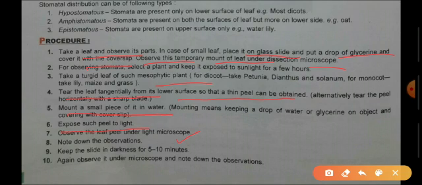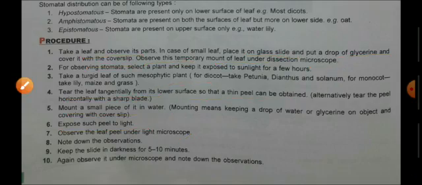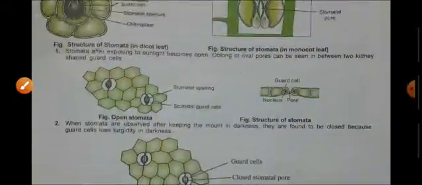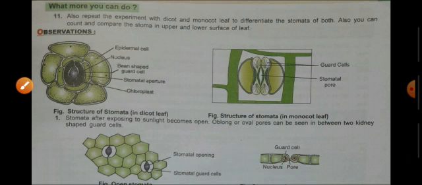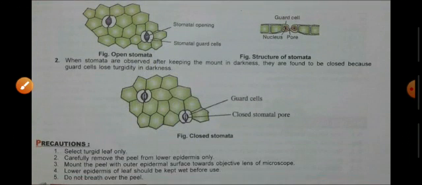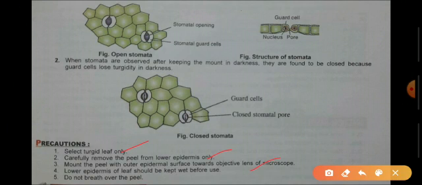Some precautions we have to take for the betterment of this activity. These precautions are: first, we have to select a fresh or stretched leaf only. Second precaution is to carefully remove the peel from the lower epidermis only. We also have to avoid excessive use of glycerine. And while fixing the material upon the slide, we must not breathe over the peel.